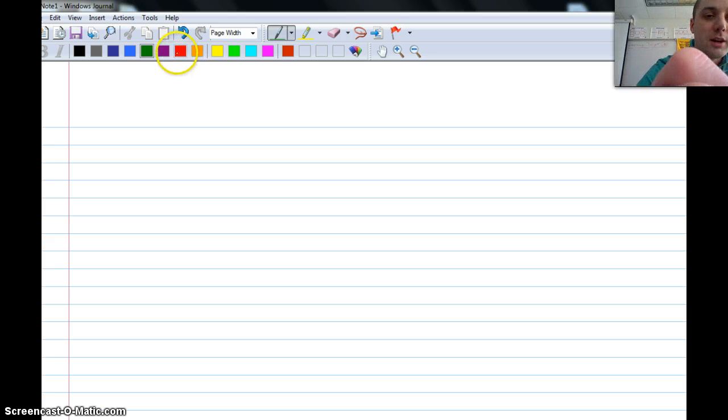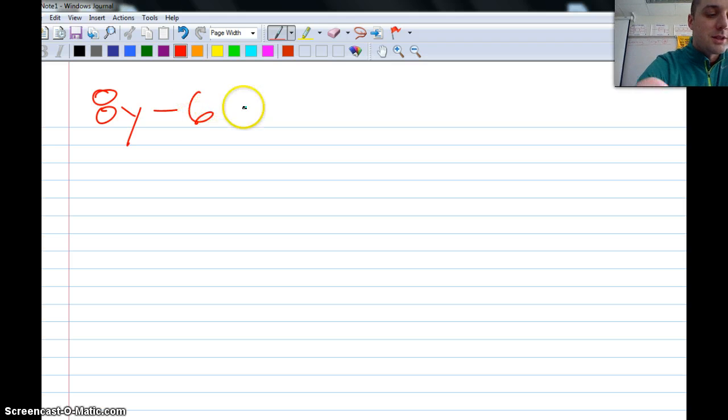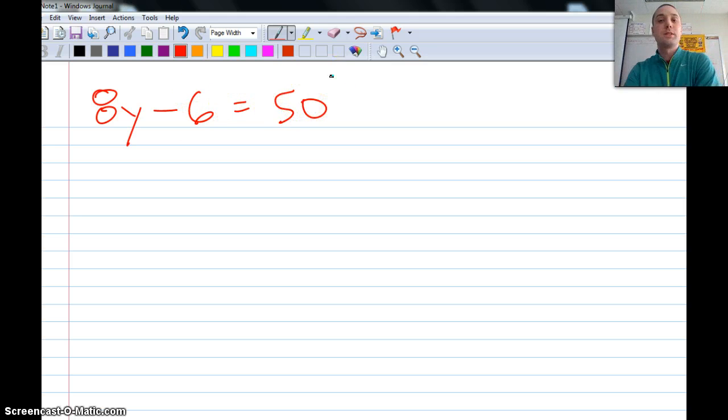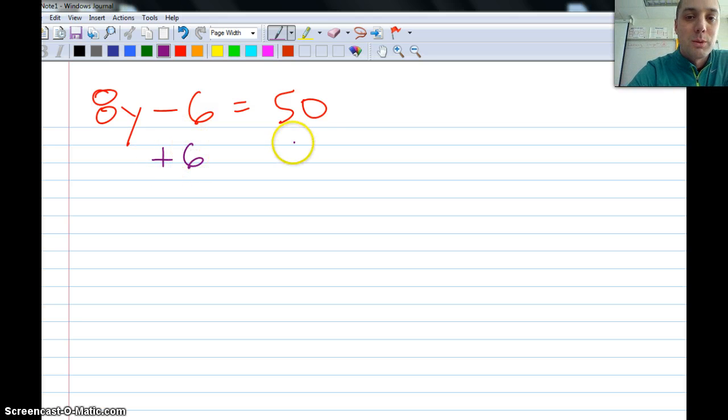So let's do one here. 8y minus 6 equals 50. Couple things different here. We got a minus right there. That's okay. Step 1 says get rid of any adding or subtracting. We have subtracting minus 6. Use the opposite. The opposite of minus 6 is plus 6. Whatever we do to one side, we do the other side.